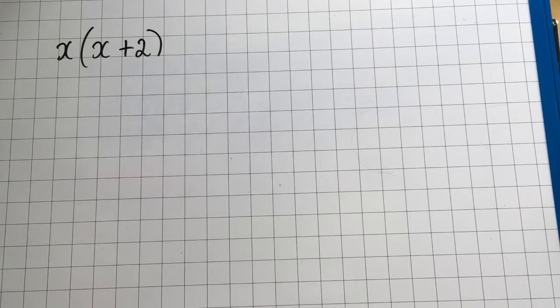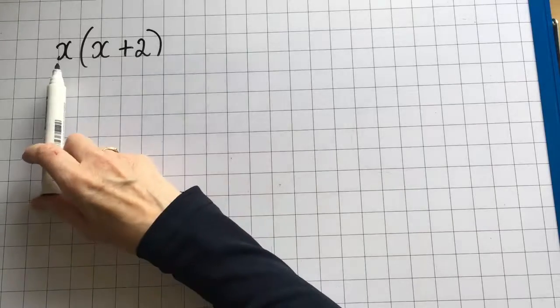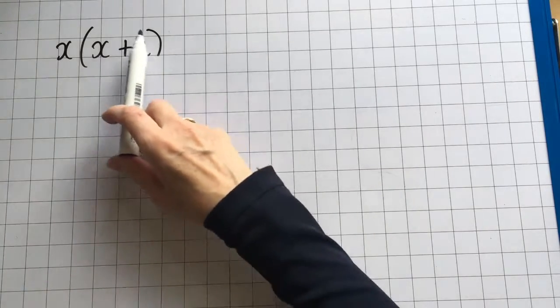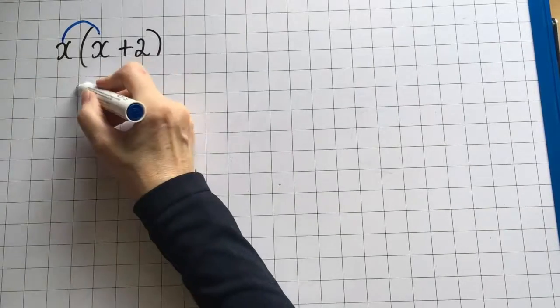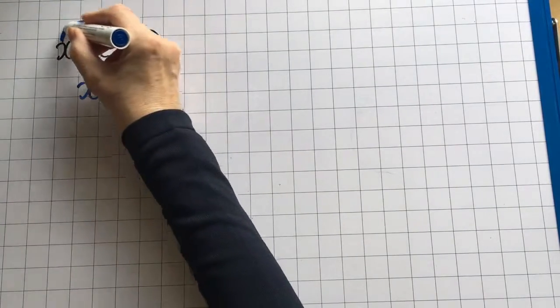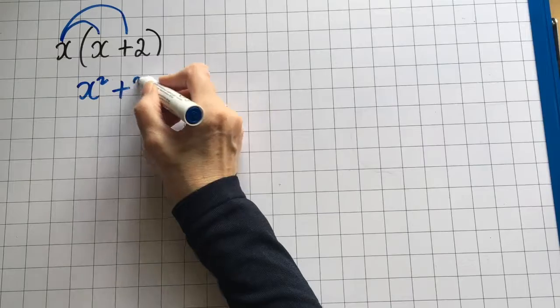Here we've got x, a variable, outside the bracket. We treat it in exactly the same way as we do when we've a constant outside the bracket. So x is multiplied by everything in the bracket. x times x is x squared, and x times 2 is 2x.